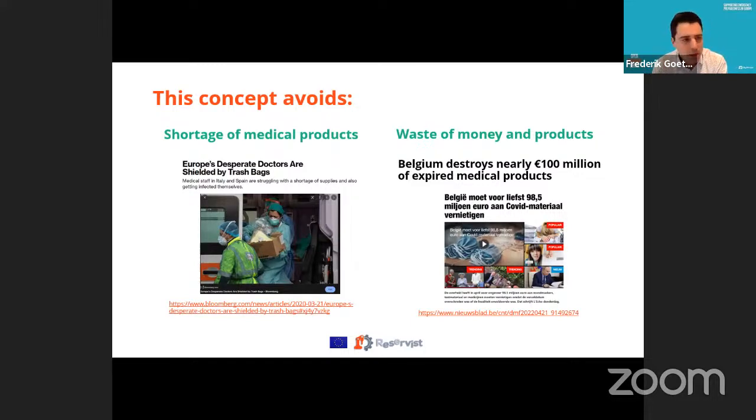But also, we think that we can avoid a huge waste of money and products. For example, last year, the Belgian government had to destroy about 100 million euro of expired medical products. So they had a high stock, but all these products expired, so they had to destroy them. I can imagine that it also happens in other countries. So we hope with focusing more on capacity that we can also reduce some waste of money and products.